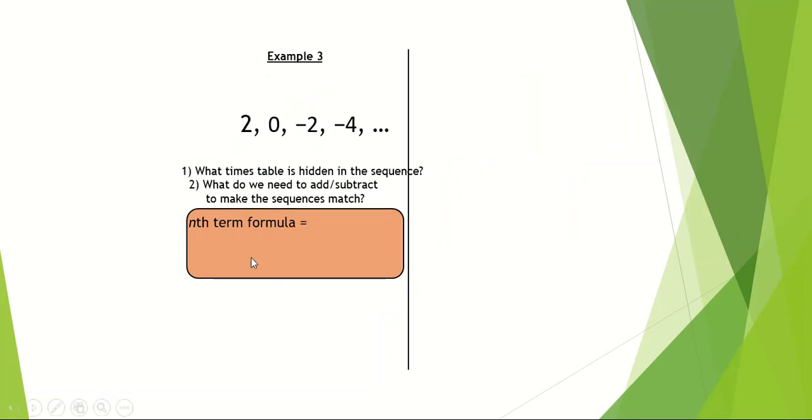Okay, let's have example number 3. 2, 0, negative 2, negative 4, and so on. Again, look for the times table that we can use to solve for this. This time, our times table is negative 2. That means we are having a decreasing sequence.